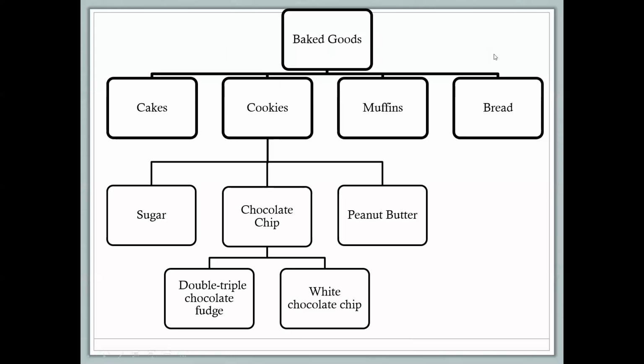So I made a basic framework here. You can see this table, or almost like a family tree. We put baked goods at the top, and I just did a couple examples here. Under baked goods, you have these 4 different divisions: cakes, cookies, muffins, and then bread. And of course, there are subdivisions and examples within each of these. I pulled out the cookie section. You can see underneath cookies, you have sugar cookies, chocolate chip cookies, and peanut butter.